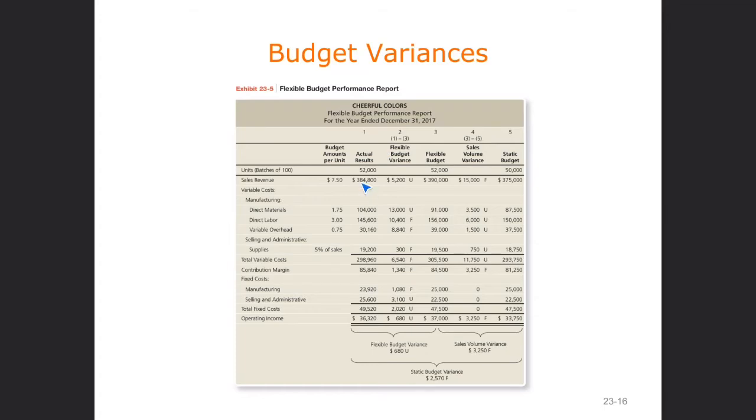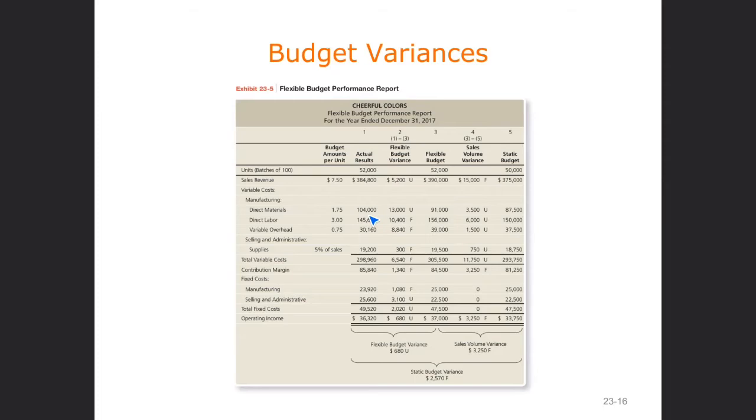Your actual results are column 1. Your flexible budget is column 3. So if you take column 1, 104,000, minus column 3, 91,000, that gives you the difference of 13,000. This is your flexible budget variance, because you took actual minus flexible budget. And then we're looking at direct materials.